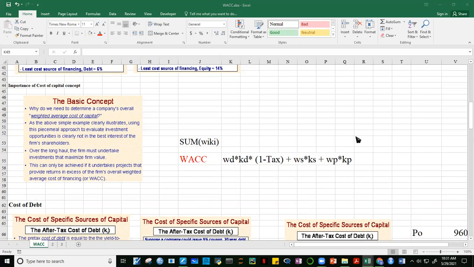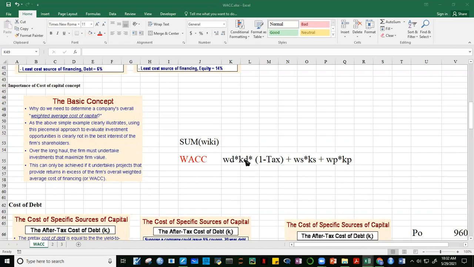Ay, sorry. Naka-mute pala ako, sorry. So, as I was saying, guys, ang weighted average cost of capital natin is computed by weight ng debt times cost ng debt times 1 minus tax rate plus weight ng stock times the cost of stock plus the weight ng preferred times the cost of preferred.